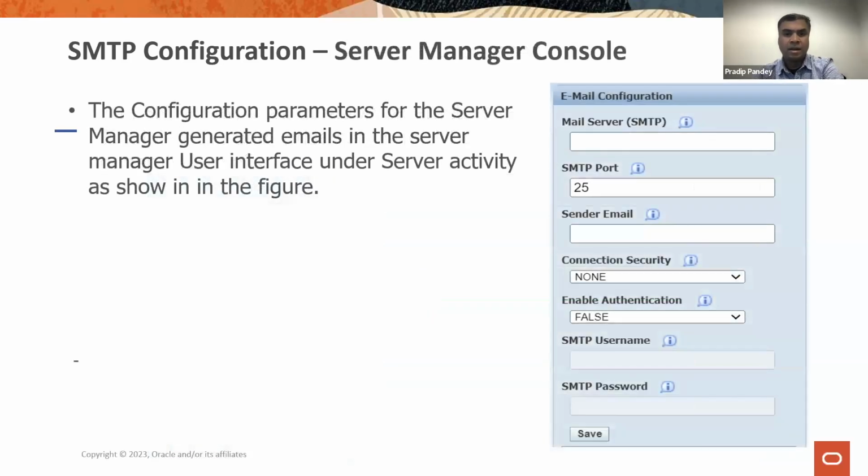So this is the other place to configure, the Server Manager consoles, where you can set up the email authentication, and it is going to show up in your user interface under the server activity rules. So you have another place where you can go and enable this and then key in your password to get the SMTP configurations. Next slide.